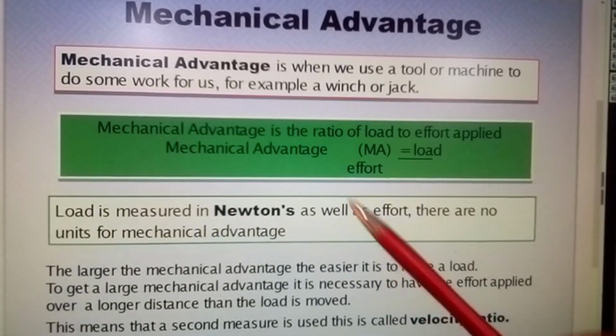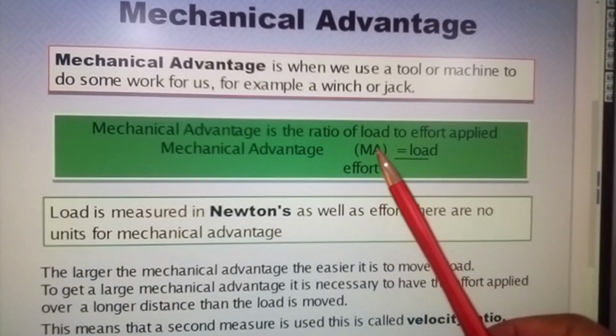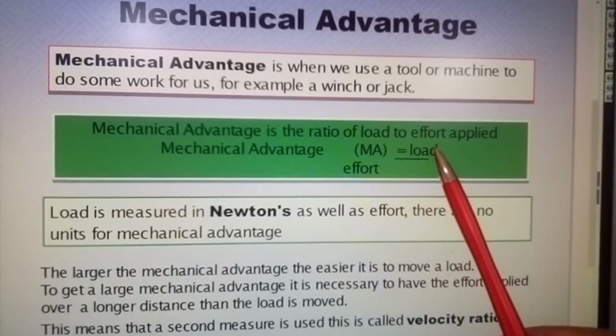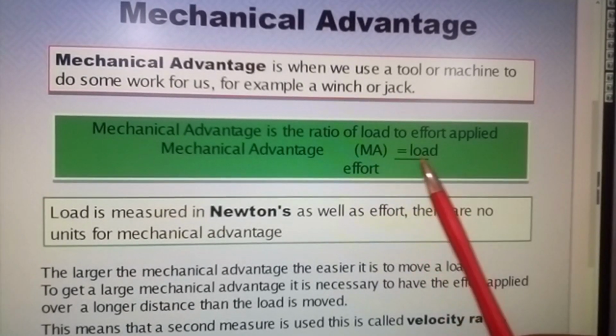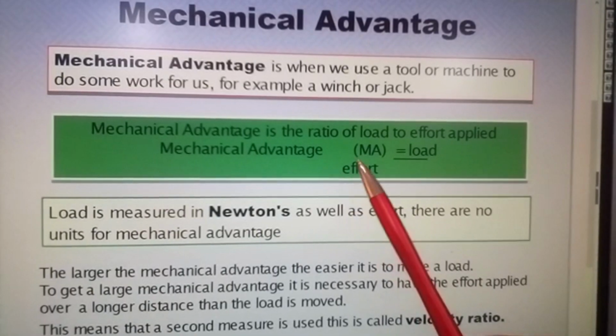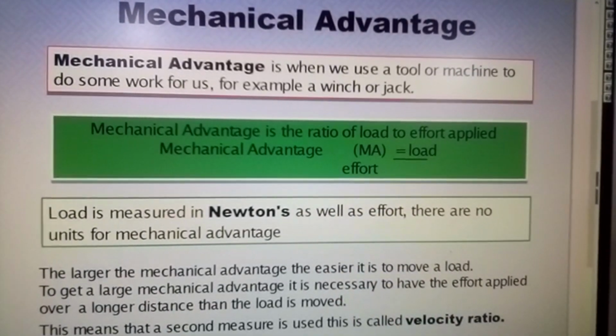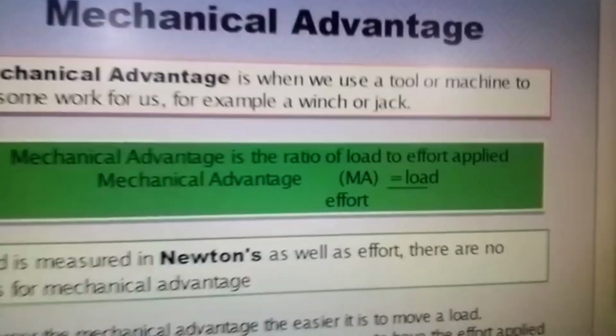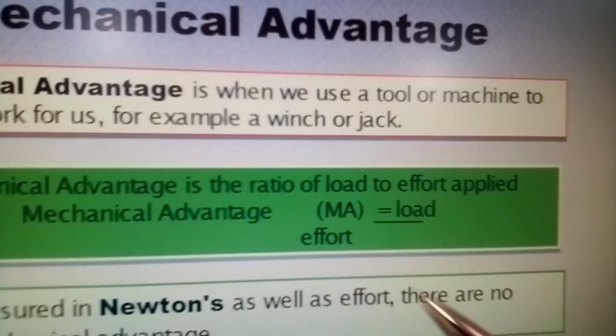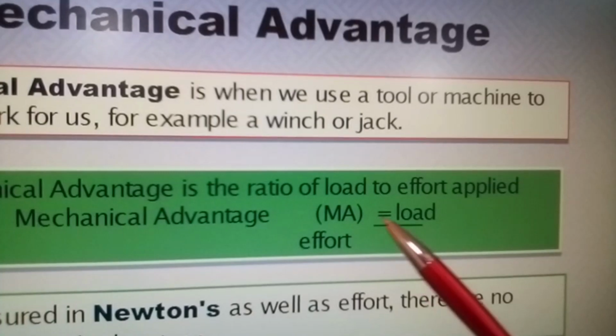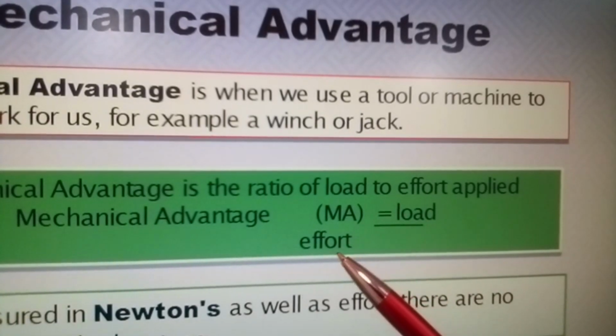That should be over. It's just distorted. Mechanical advantage equals load over effort. Okay, that's my line there. It tends to go out of sync when I make it larger. Okay, but that's to make sure you can see that. So that there is M. Mechanical advantage equals load over effort.